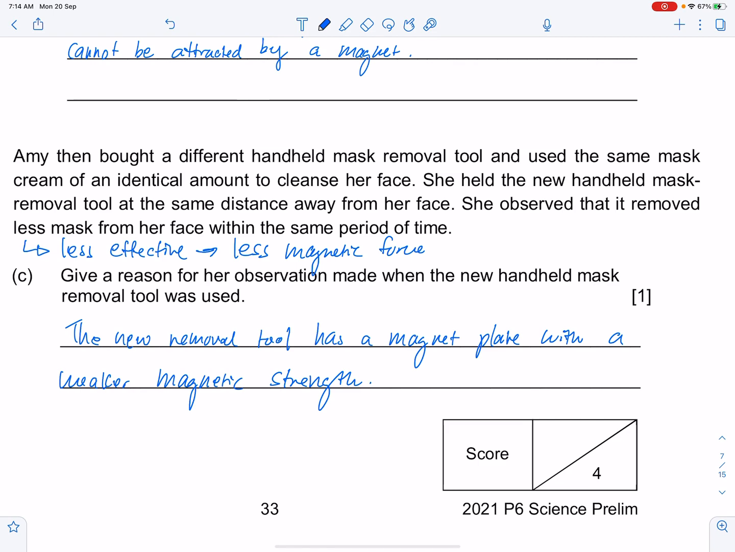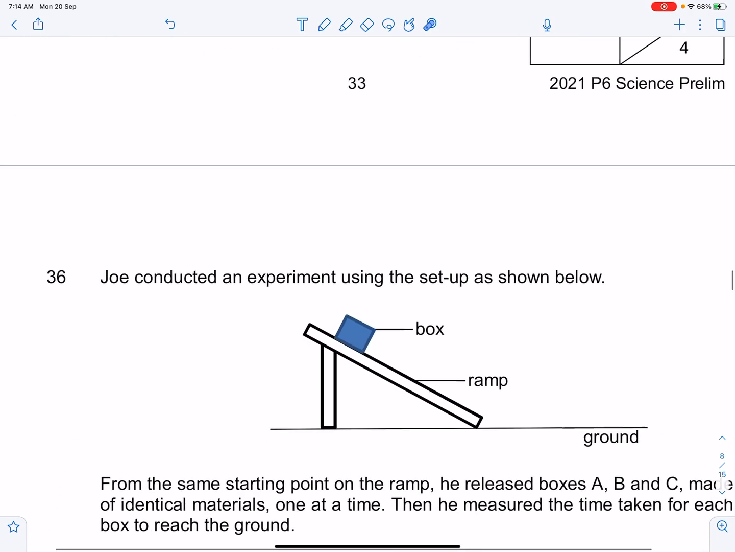Now, I also like to stress that whenever you talk about strength of a magnet, you are actually talking about the magnetic strength. So please put in the key term magnetic strength and not just strength alone.